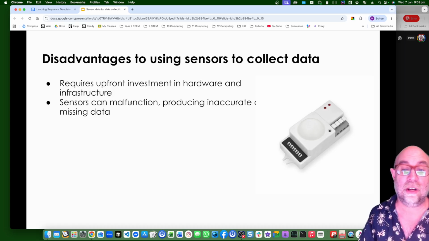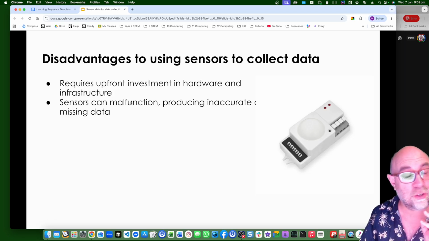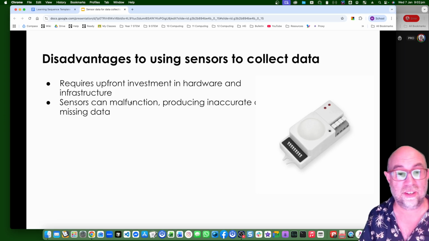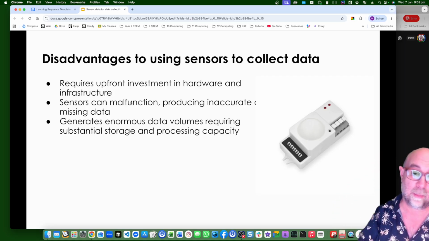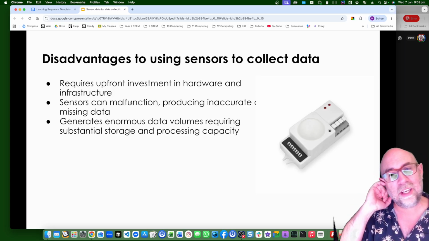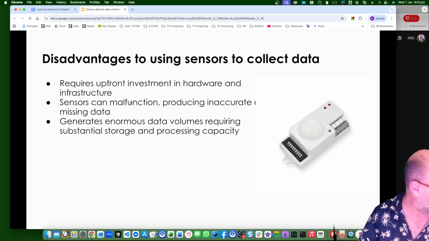Sensors can malfunction and produce inaccurate and misleading data. So, they can go wrong, and also sometimes weather conditions can affect them. They generate enormous amounts of data depending on how they're configured, and so you can need a lot of storage and capacity. There's this whole area of study called big data, and there are huge data sets out there that tax the ability of even the most powerful computers.